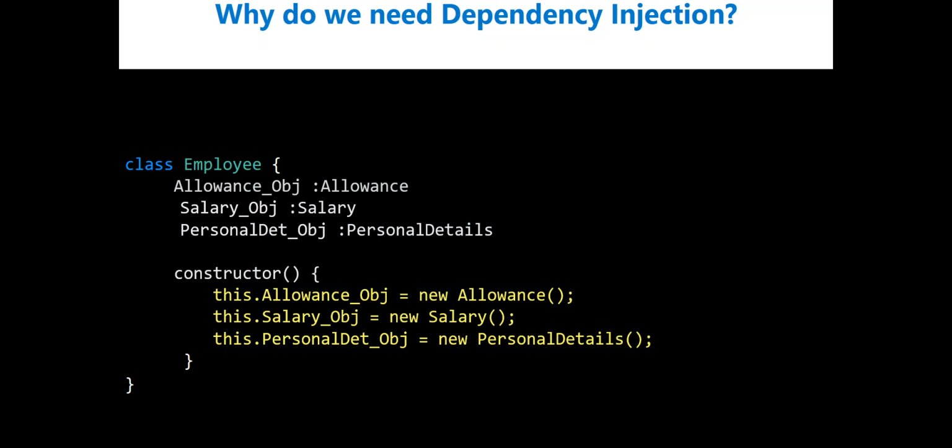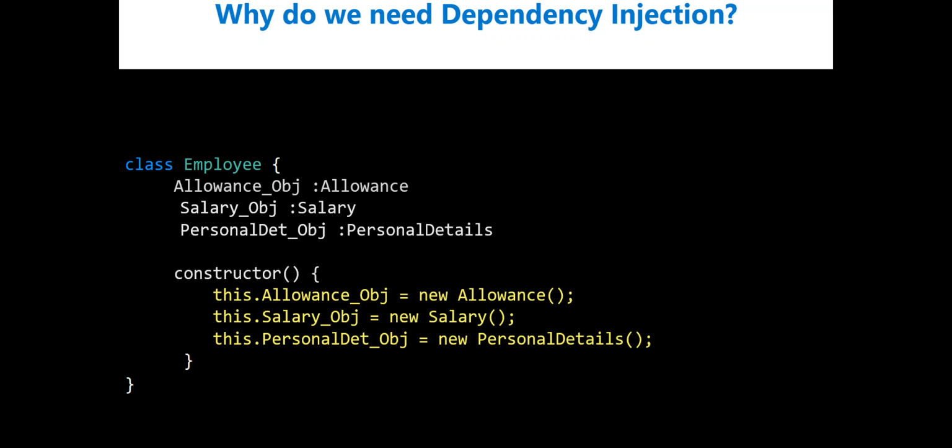There are a couple of problems in these three lines of code, believe it or not. Problem number one: this employee class is designed to take care of employee-related operations like employee registration. So it's not a place to instantiate objects for allowance, salary and person details. You can see those in the constructor, which is not recommended. So this is one problem, right?